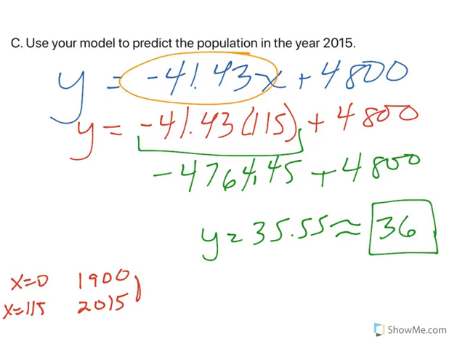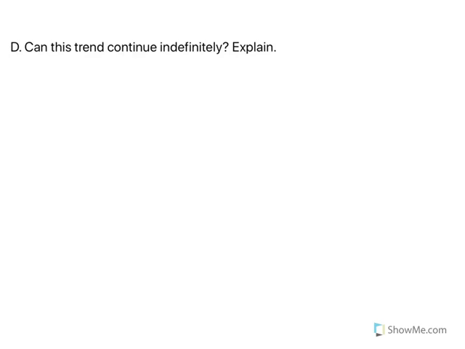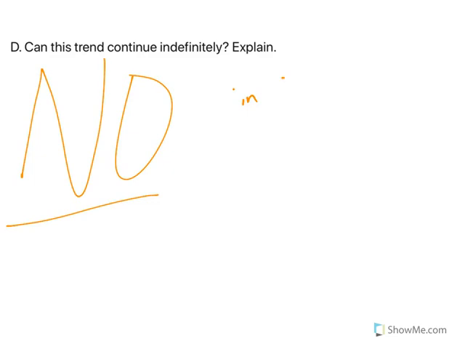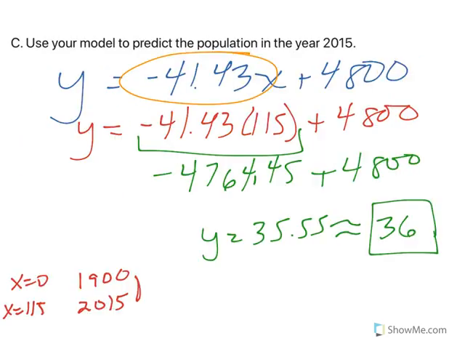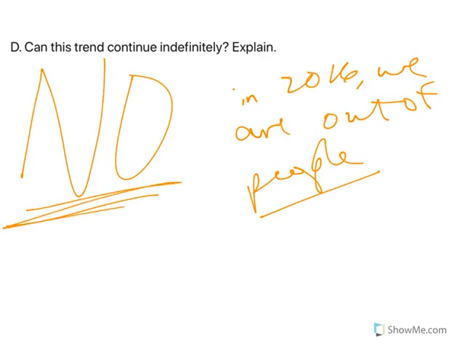Remember, we're dropping at 41 people per year. So can this trend continue indefinitely? No. In 2016, we are out of people. Think about it. In 2015, you ended up with 36 people. If you're losing 41 people a year, out of 36, if 41 leave, you don't have any people left. So no, it can't work. Eventually that town will die.